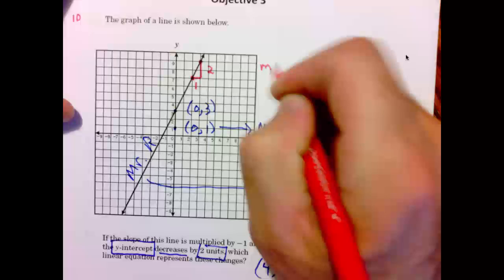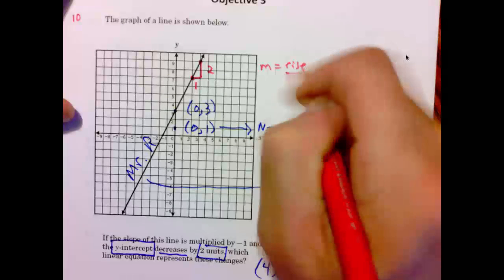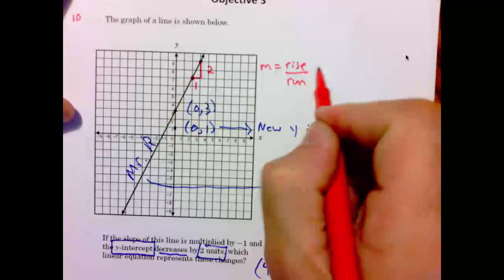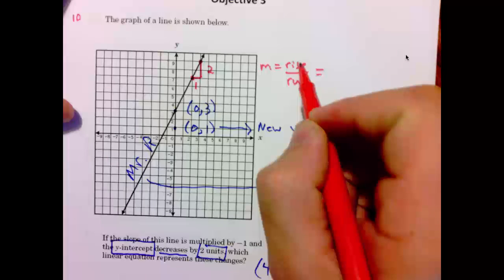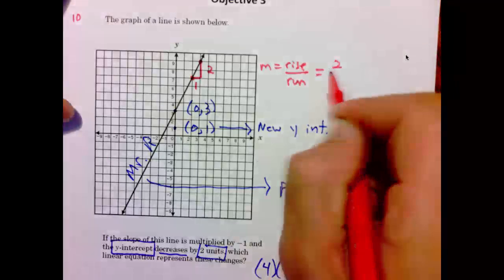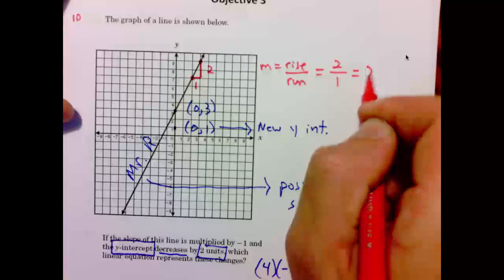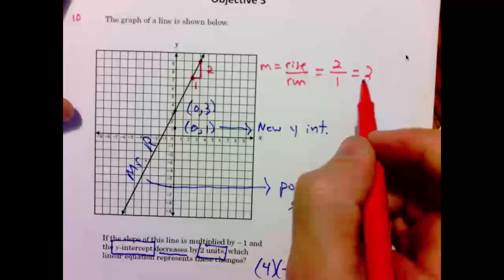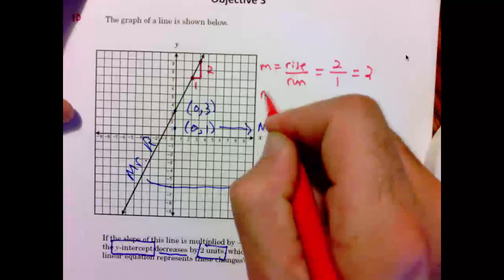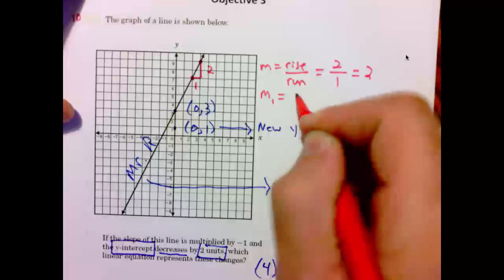Well, slope is rise over run. So currently, our slope is 2 up and 1 to the right. 2 over 1. This is 2. This is our first slope. I'm going to call that M1. Our first slope is 2.